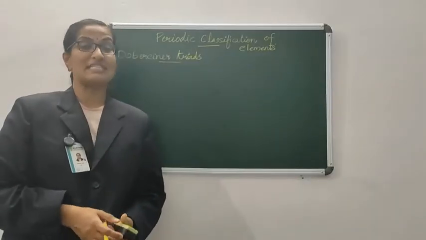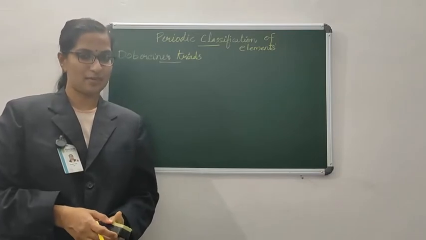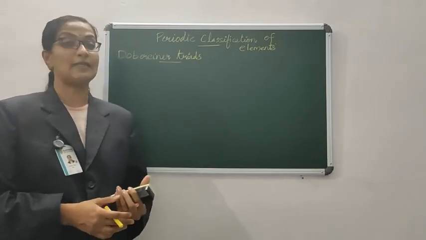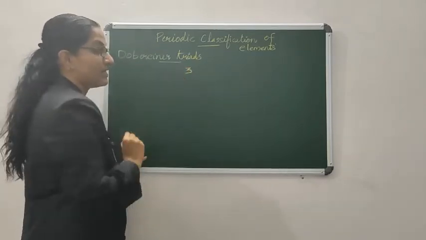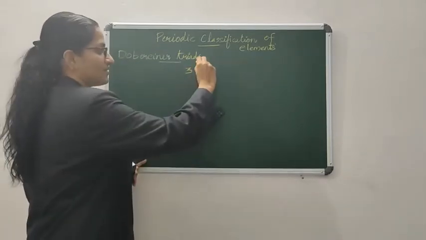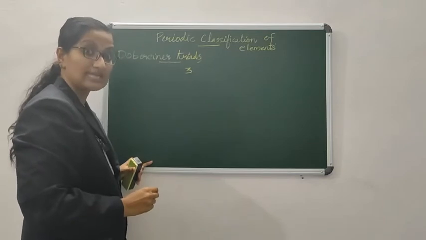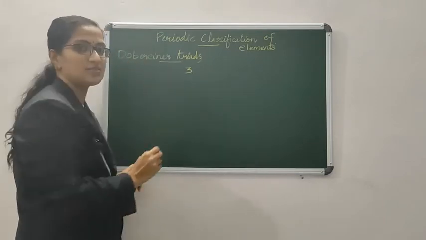So finally, a scientist came with the first classification. The name of the scientist is Dobereiner. The first classification is Dobereiner's classification. Dobereiner is a German scientist. He tried to classify the elements into sets of three. A set of three is known as a triad. Hence, it is known as Dobereiner's triads.